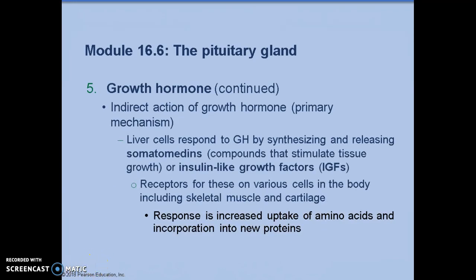So the action of the growth hormone is primarily indirect. For example, the liver cells respond to the growth hormone by producing compounds that stimulate growth. These compounds have receptors on different cells of the body, such as the cartilage and the skeletal muscle. Once these compounds are produced by the liver and go into the body cells, they cause the body cells to take up amino acids and make new proteins.